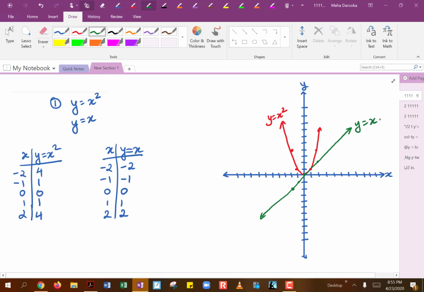Y equals x. So if you will notice, in both of these functions, we had 0, 0 and 1, 1 as our common points. You can see that in the table, and you should also see that on our graph over here. So the common points where the two graphs are intersecting are at 0, 0 and at 1, 1.